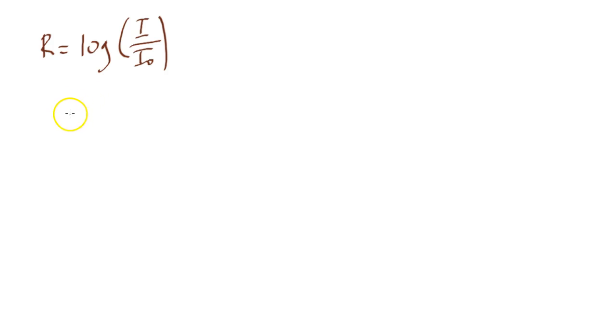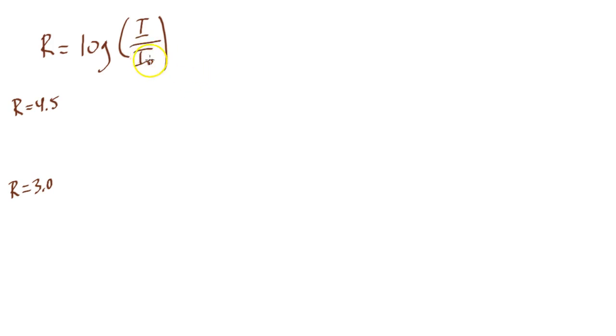So if we have R equals 4.5 and we have an R equals 3.0, we can determine the intensities of each of those. So to be able to do that, we need to solve for I.